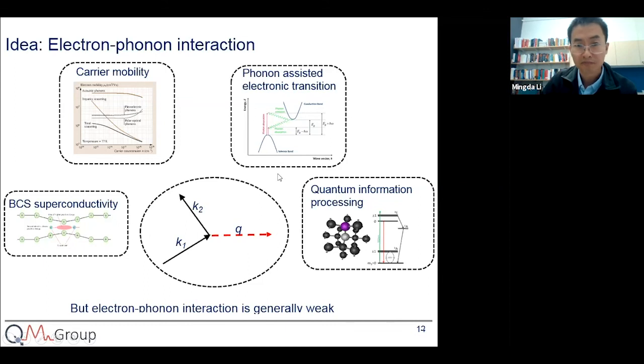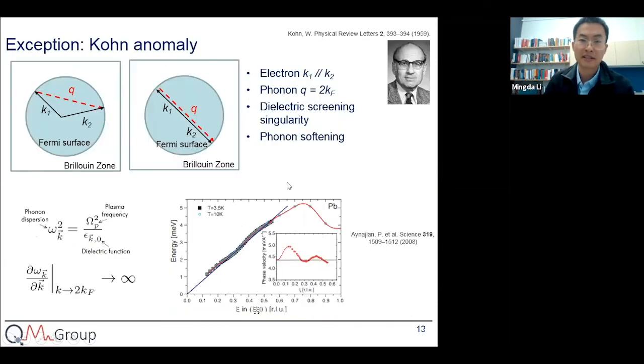But in the current context, we know there are some limitations in all these examples. The conventional electron-phonon coupling strength is very weak. If we use a dimensionless constant, it is almost less than 1/100, a very small interaction strength. But there is actually one exception, called the Kohn anomaly.